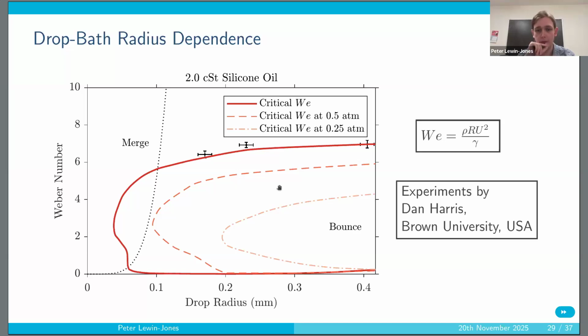And this is what Dan and his postdoc Chase have been working on very recently, and I've got some preliminary results I can show you in a second, but we're making excellent progress at using this reduced pressure technique to explore these dynamics with experiments comparing to these simulation results.